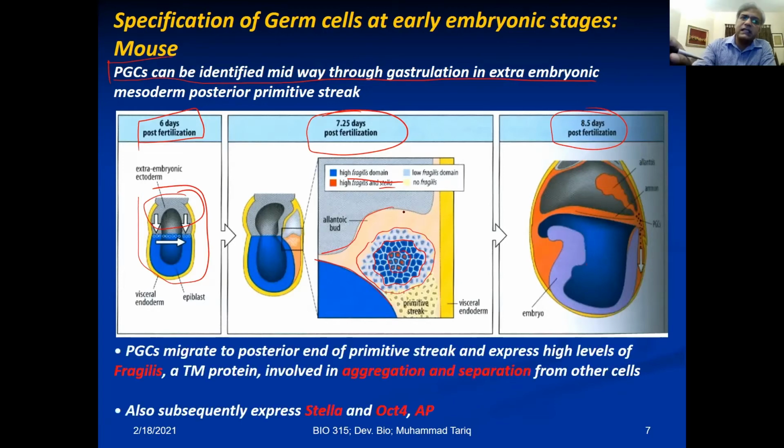Now, fragilis is a protein which contributes to aggregation, stronger cell-to-cell connections, so cells become more strongly connected with each other. So primordial germ cells, once they are here, you can see they are moving. This arrow indicates their movement, and they migrate to the posterior end of the primitive streak while expressing high levels of fragilis. Fragilis is basically a transmembrane protein. It's involved in aggregation and later on separation of the other cells. Also, once you have fragilis, I told you the other proteins are stella, OCT4, and alkaline phosphatase.